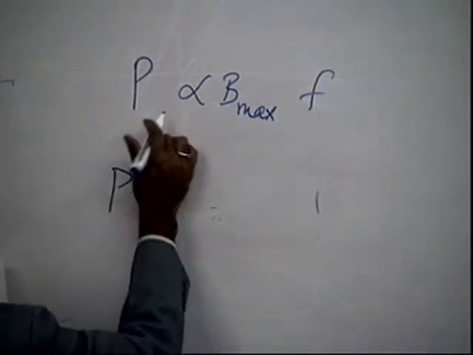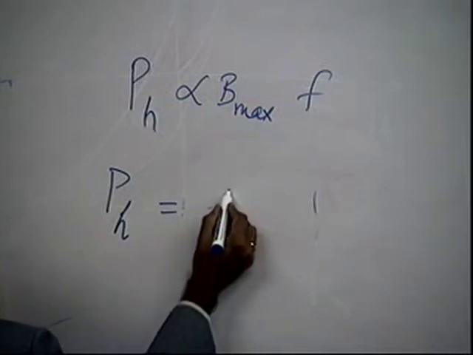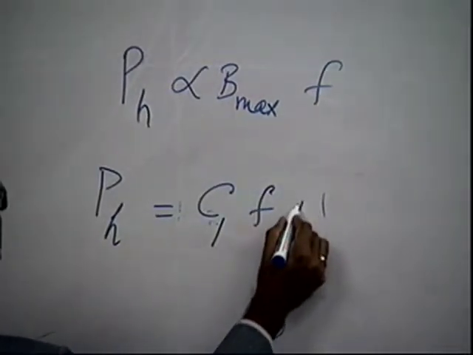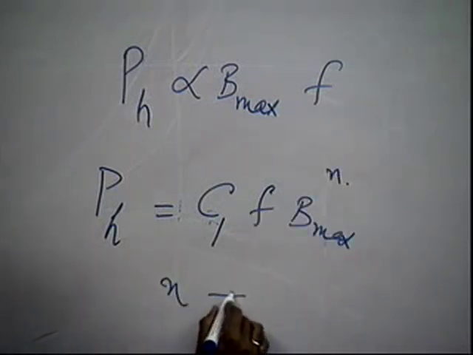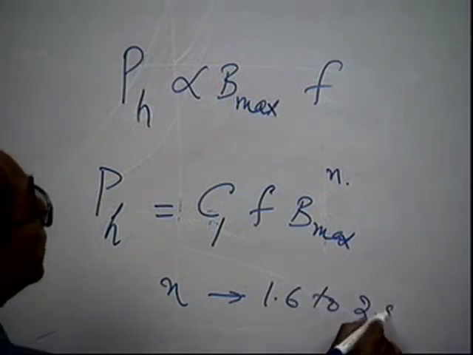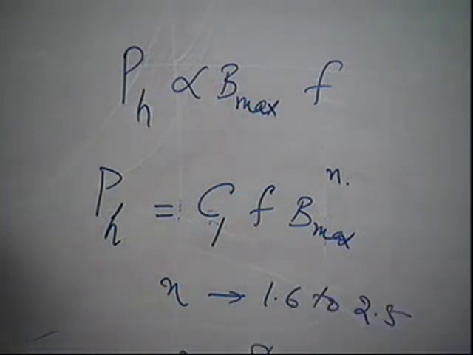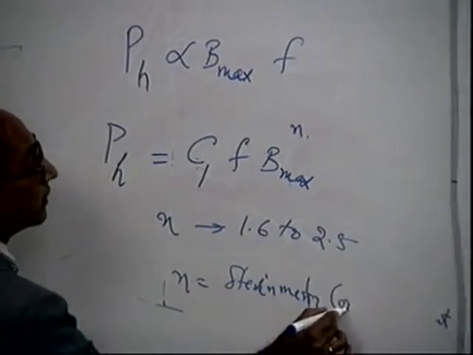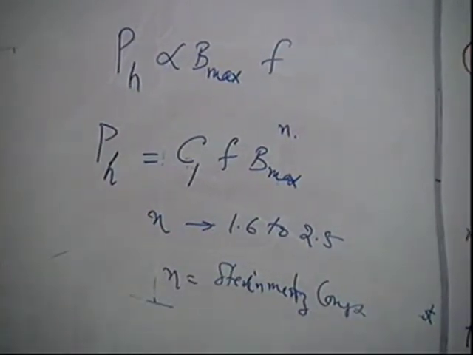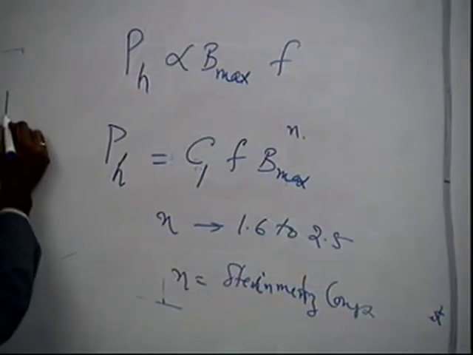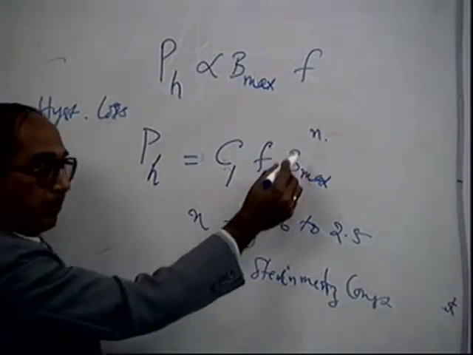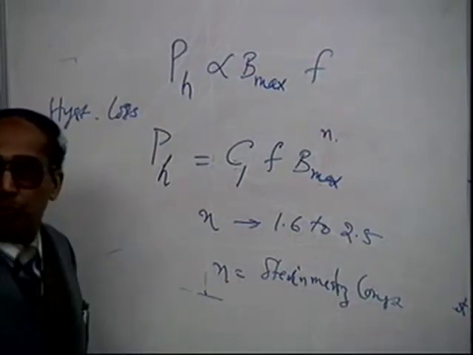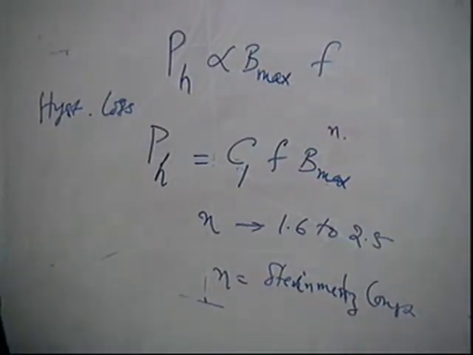The P hysteresis is some constant C1 into f into B max to the power of n. Normally n is typically 1.6 to 2.5, and this n is called Steinmetz's constant. P h is the hysteresis loss. n is an exponent, B to the power of n, typically 1.6 to 2.5 depending upon the material.